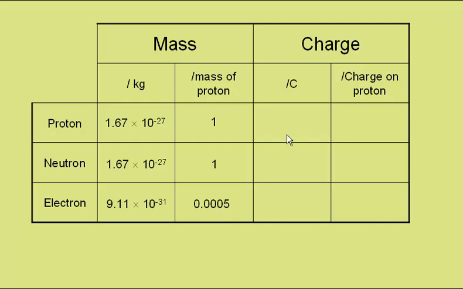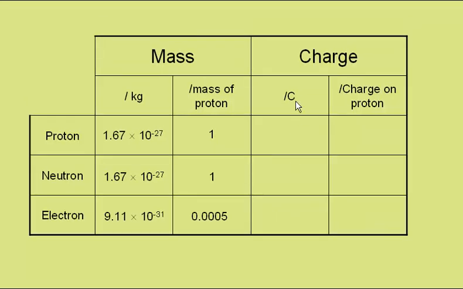In terms of charges, in coulombs, the proton has a charge of plus 1.60 times 10 to the minus 19 coulombs. The neutron, as the name suggests, is neutral, and the electron has exactly the same magnitude but opposite sign as the proton at minus 1.6 times 10 to the minus 19 coulombs. This is why in an atom, when you have the same number of protons and electrons, the atom itself is neutral. Relating these to the charge on the proton, clearly the proton has 1 proton charge, the neutron 0, and the electron minus 1 proton charge.